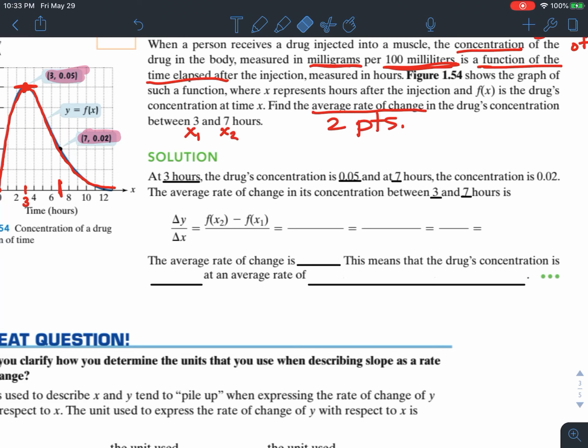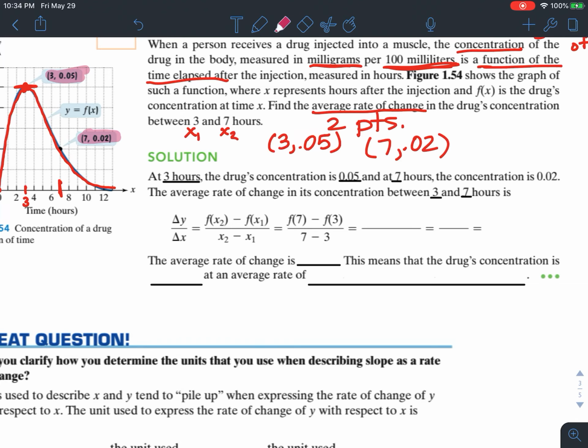So that's going to be 0.02. Oh, they're being generic, sorry. So y2 minus y1 over x2 minus x1. But of course they're writing it fancy, so it's f of x sub 2 minus f of x sub 1. So we have 3 comma 0.05 and 7 comma 0.02. You always do the second one first. So you take the second and then you subtract the first from it. So f of 7 minus f of 3 over 7 minus 3.